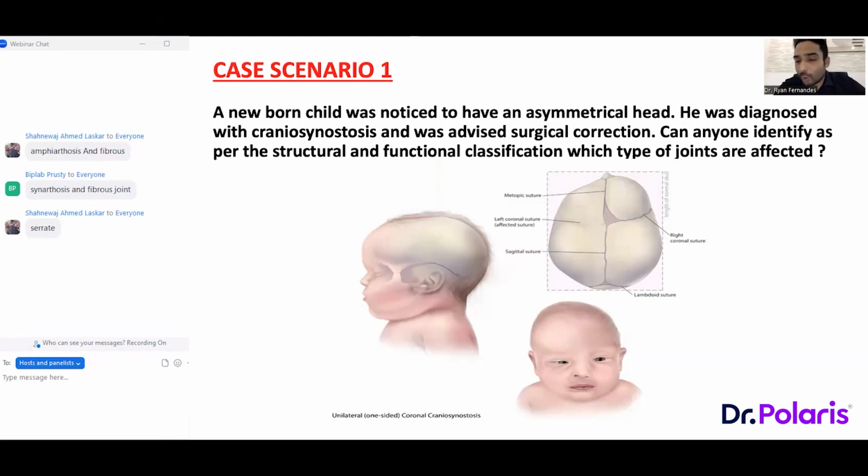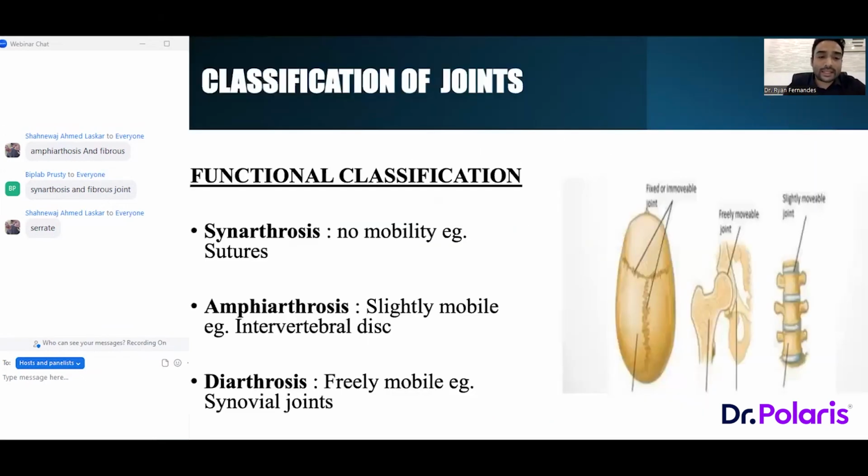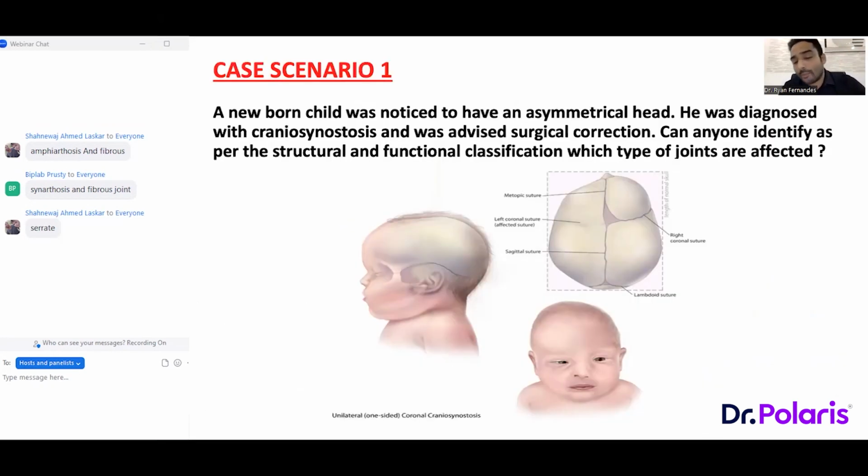Synarthrosis, where there is no movement. Amphiarthrosis, where there is slight movement. And diarthrosis, where it is freely mobile. So the sutures will obviously not move, so it is synarthrosis. So good, Biplab.